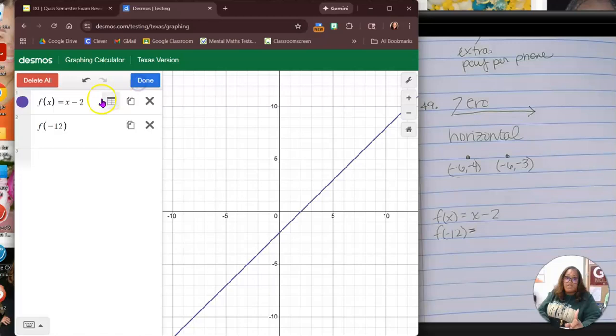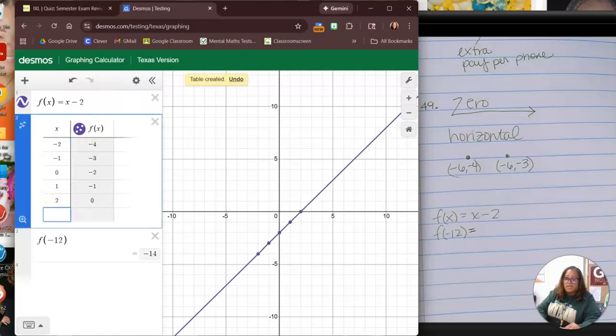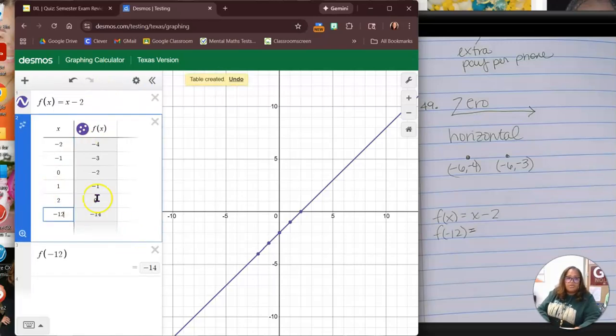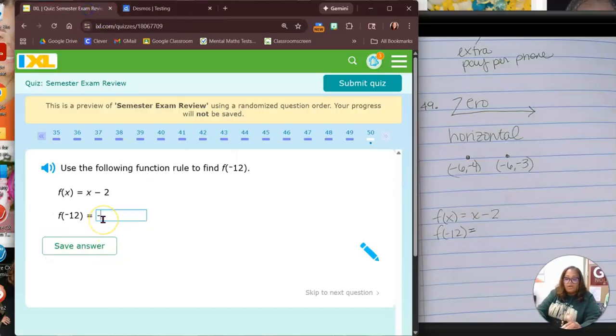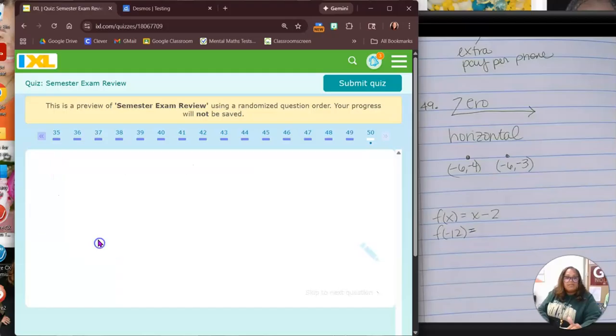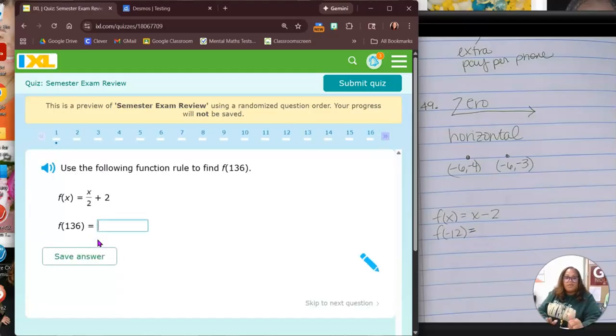You could also put this in the table with points and type -12 here, and it'll still give you -14 because these are coordinate pairs. -14. Safe. Best way to end the quiz.